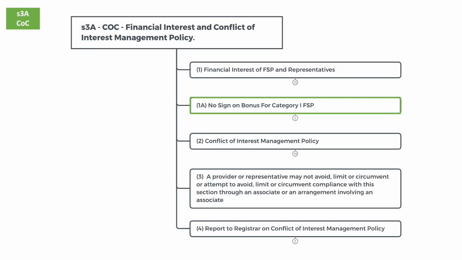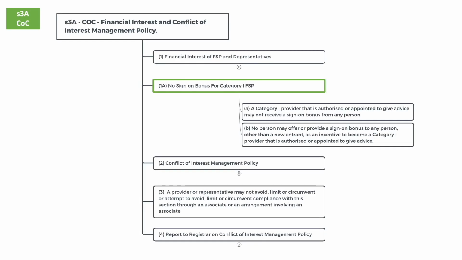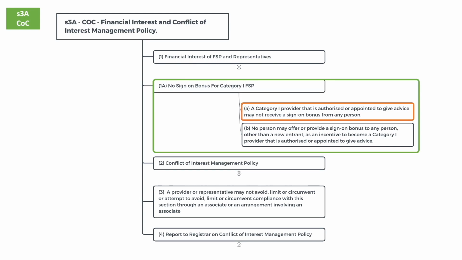Section 3A, subparagraph 1A. This section deals with sign-on bonuses for Category 1 FSPs. Subparagraph A states, a Category 1 financial services provider, FSP, that is authorized or appointed as a key individual or representative to give advice may not receive a sign-on bonus from any person.